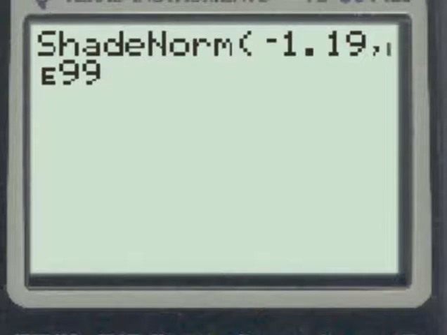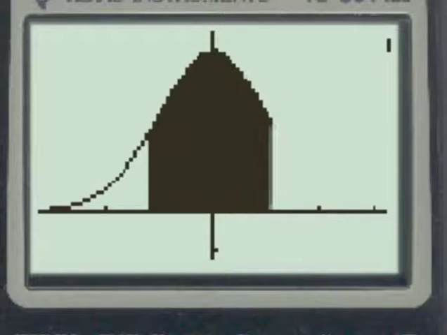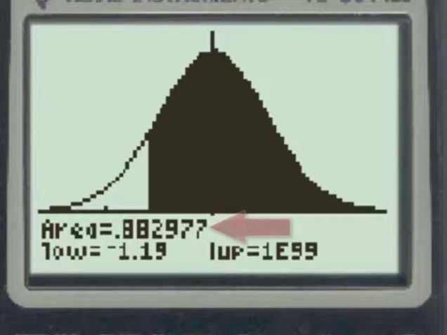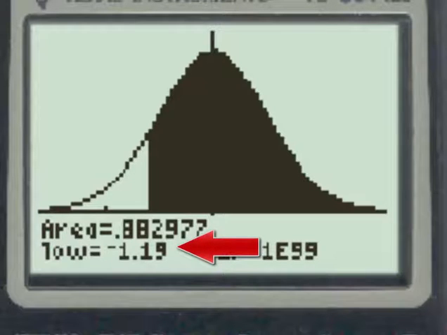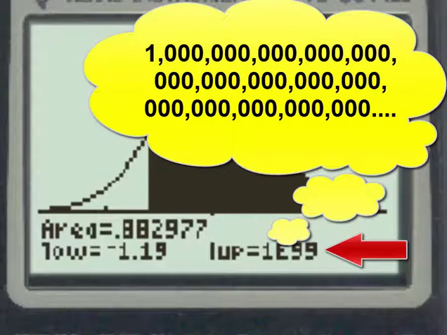Now when I hit the enter key, again I have the normal curve being drawn, and the area is 0.882977, which we would round to 0.8830, to four decimal places. The lower z-score is negative 1.19, and the upper z-score is 1 times 10 to the 99th power, which is the number 1 followed by 99 zeros, which is the calculator's understanding of infinity.